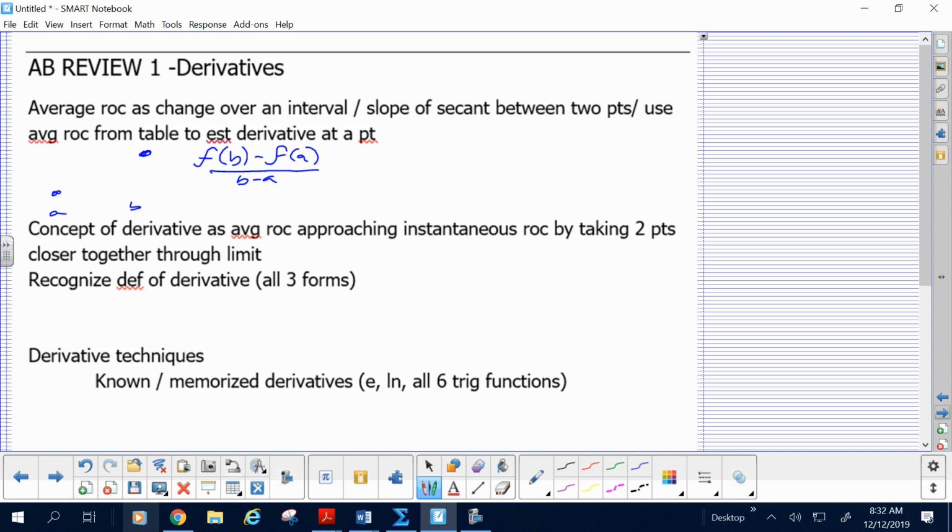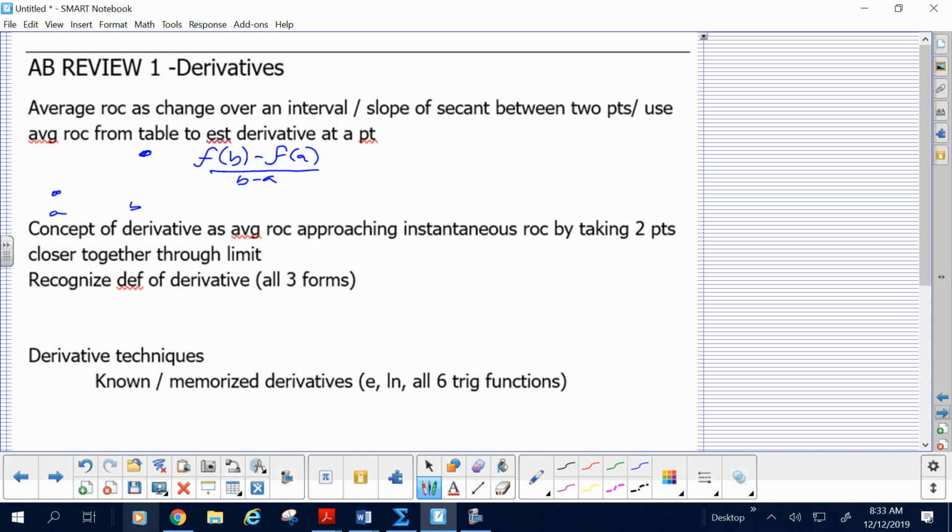So if you were asked what's the average acceleration, then how would you find that? What is average acceleration? It's change in velocity over time. So you do V of B minus V of A over B minus A or whatnot. All right, you with me?